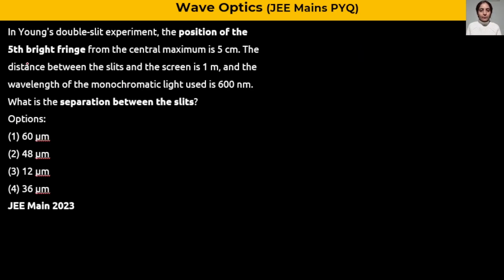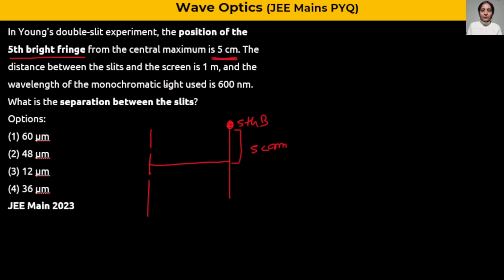In Young's double slit experiment, position of fifth bright fringe from the central maximum is 5 centimeter. Okay, so fifth bright fringe का distance screen पे हमें बताया जा रहा है, and that distance is how much? 5 centimeter. So let's say this is the fifth bright fringe, and its distance from here is this 5 centimeter. Okay. The distance between slit and the screen is 1 meter, capital D, and the wavelength of monochromatic light is 600 nanometer. What is the separation between slits? So we are getting asked what will be this value.